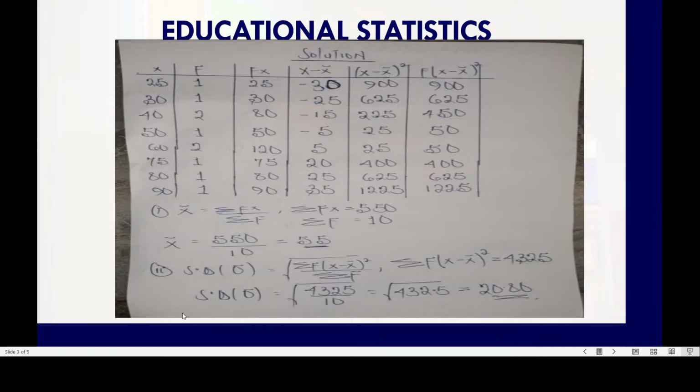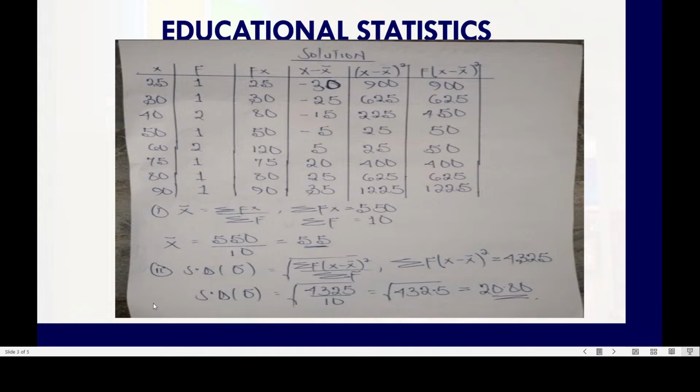And what's the first frequency we have there? It is 1. 1 times 900 will give you 900. What's the next frequency? It is also 1. 1 times 625 will give you 625. What's the next frequency? It is 2. 2 times 225 will give you 450. What's the next frequency? It is 1. 1 times 25 will give you 25.